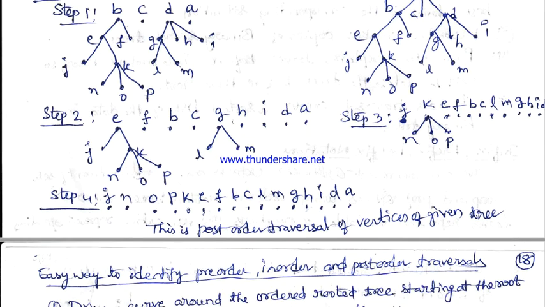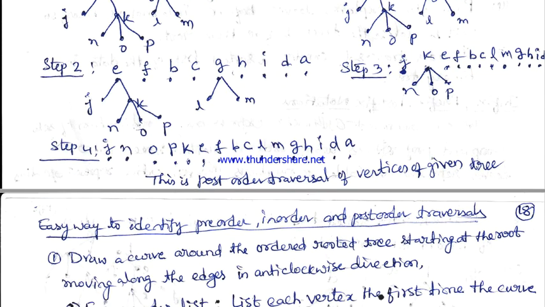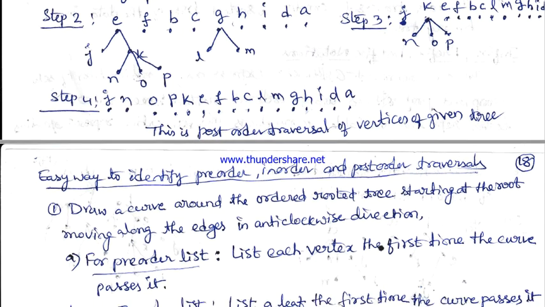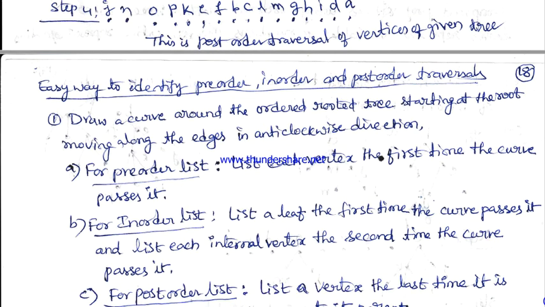I hope you all are clear with the three types of tree traversal techniques, and the other most important one, the universal address system, which is used to label the vertices of a given ordered tree, which is useful to store information in a computer database. Now let us see one of the easiest techniques to identify the pre-order, in-order and post-order traversal.